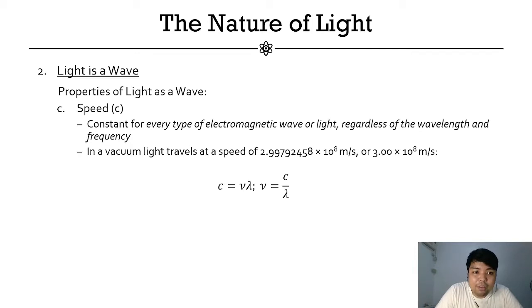Lastly, one of the properties of light as a wave is speed. The speed of light, or the speed of every electromagnetic radiation, will be the same regardless of its wavelength and frequency. Now, in vacuum, light travels at 2.9979245 times 10 to the 8th meters per second, or if you've learned your significant figures, the rest of the figures are not significant because of the very large value of the speed of light. We can actually round this off to 3 times 10 to the 8th meters per second.